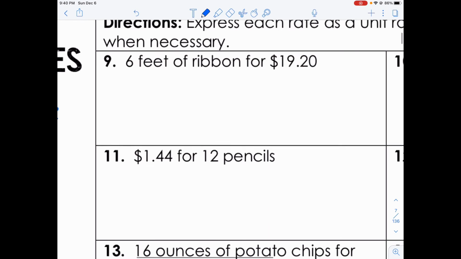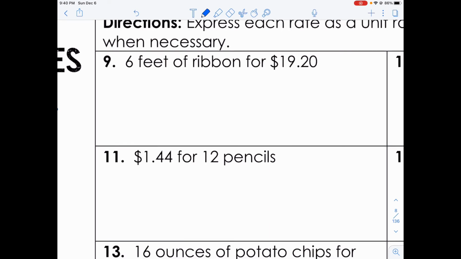It's still set up the same way. So you're going to look through this and figure out where your money is. $19.20. That goes on the top of my rate, over 6. To find the unit rate, it doesn't change. You're still doing the division. So I'm going to do $19.20 divided by 6. And it comes out to $3.20 per foot of ribbon.